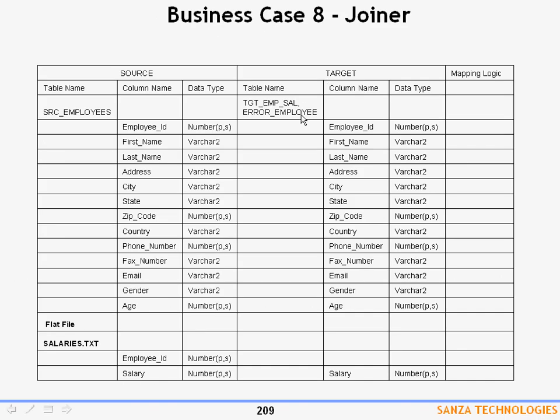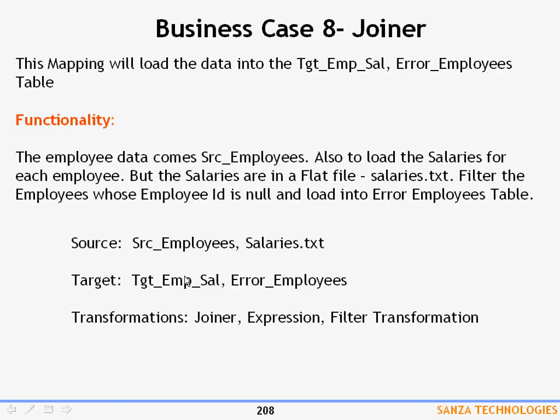From the salaries file, I am getting the salary data for a particular employee ID. Another source is the src_employee table. The business requirement is, if the employee ID is null, that record should be loaded into the error employee table. If the employee ID is not null, that record should be loaded into the TGT-emp sal table. So two sources, one is a table, the other is a flat file.